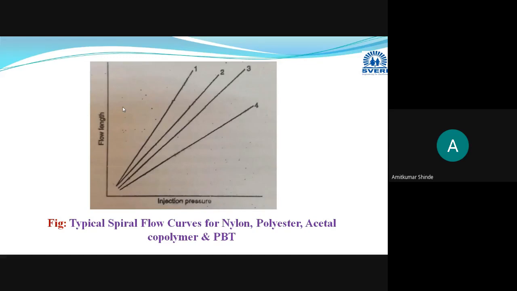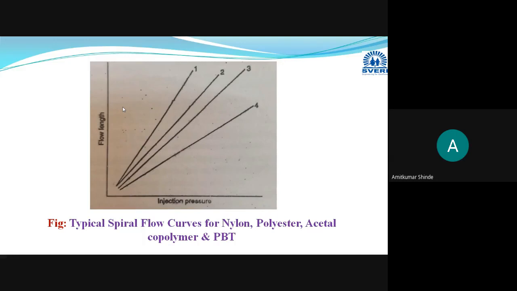For that, you have to understand this typical flow curve or spiral flow curve for some materials I have collected here: nylon, polyester, acetyl copolymer and PBT. If you are not able to remember the materials, at least draw the diagram, and mention nylon for number one. According to the numbers I have written the names here: number one is nylon, number two polyester, number three acetyl copolymer, number four PBT material.